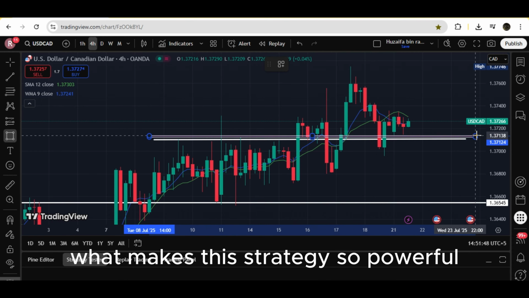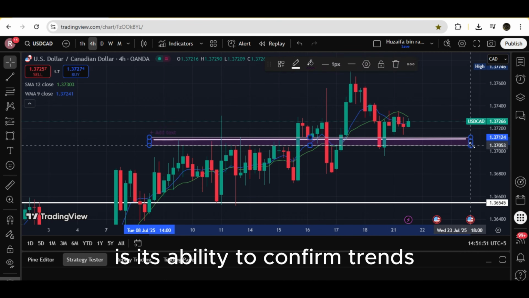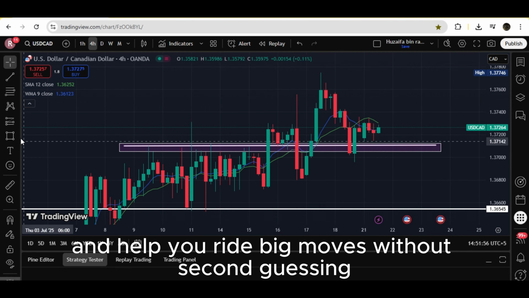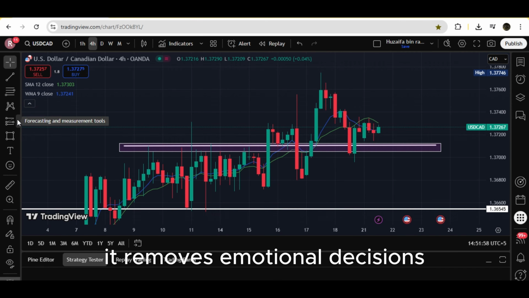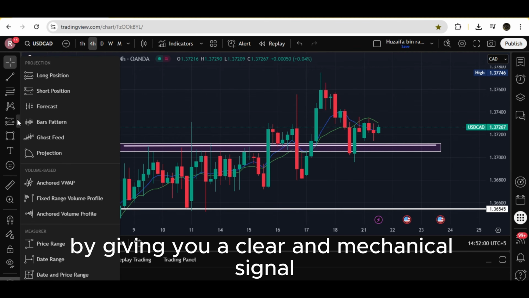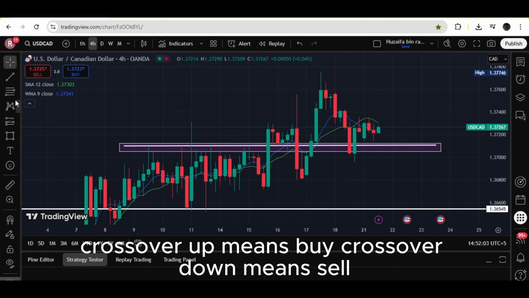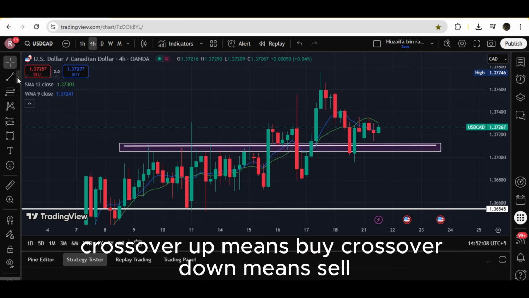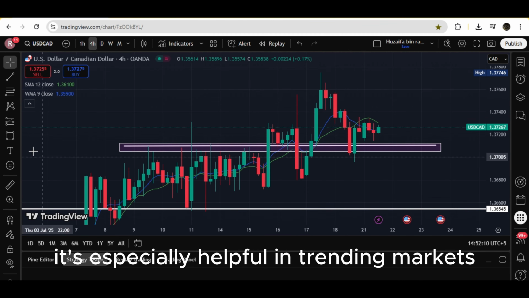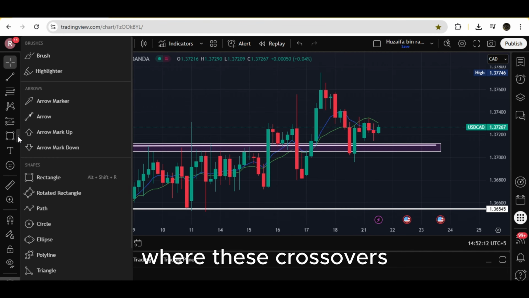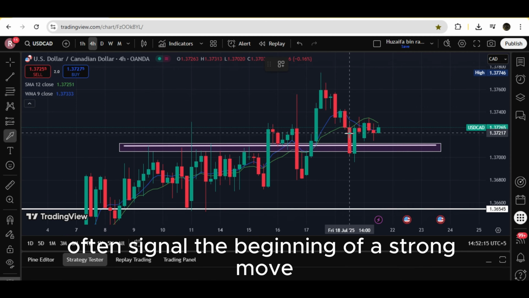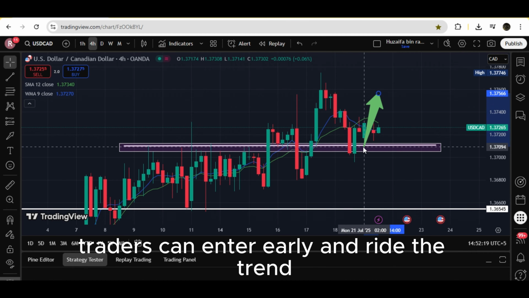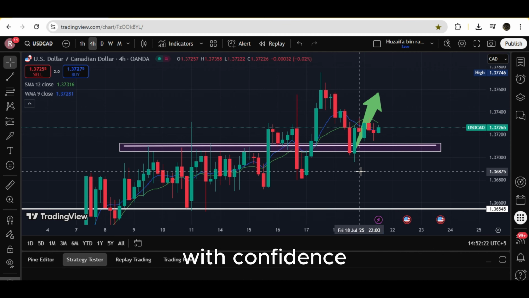What makes this strategy so powerful is its ability to confirm trends and help you ride big moves without second guessing. It removes emotional decisions by giving you a clear and mechanical signal. Crossover up means buy, crossover down means sell. It's especially helpful in trending markets, where these crossovers often signal the beginning of a strong move. By following the crossover, traders can enter early and ride the trend with confidence.